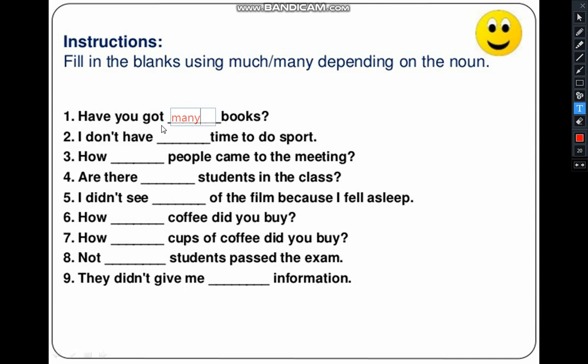Next up, I don't have dash time to do sport. Here kids, try to understand that we are not talking about hours, we can count minutes or seconds, but we cannot count time. Okay, so it will be much.